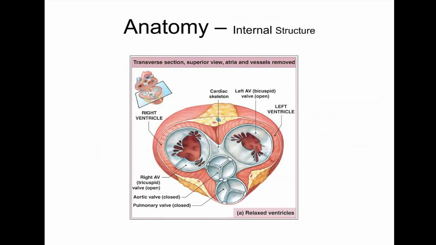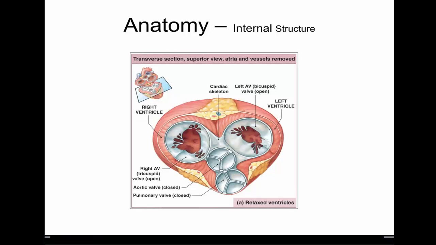So here we've got a cross-section showing you when the ventricles are relaxed. The left and right ventricles are relaxed, and the AV valves, the atrioventricular valves on the left and right sides of the heart, are open. When they're open, that means that the aortic and the pulmonary valves are closed because we don't want blood moving backwards.